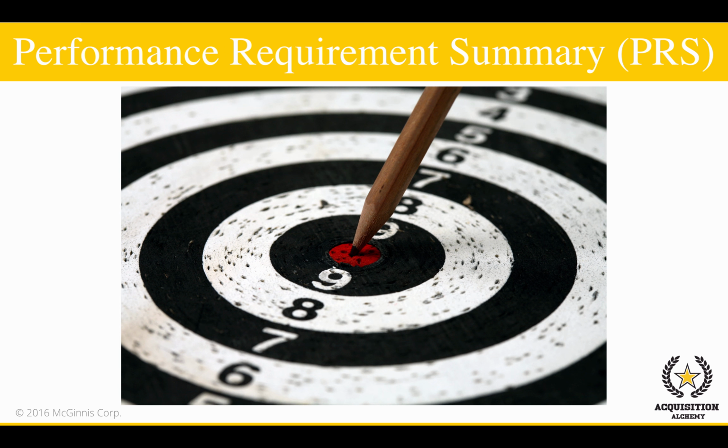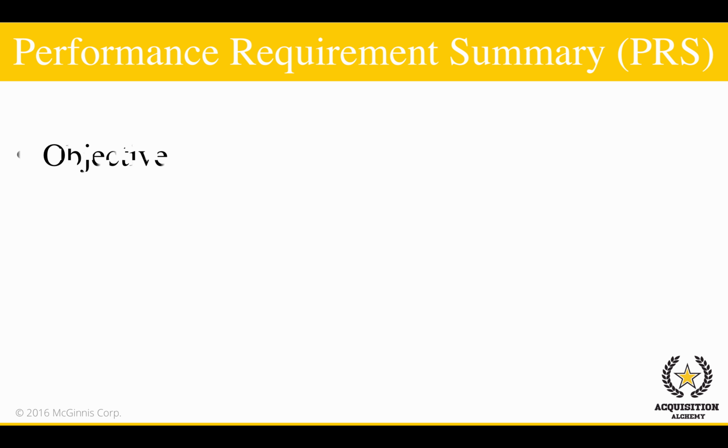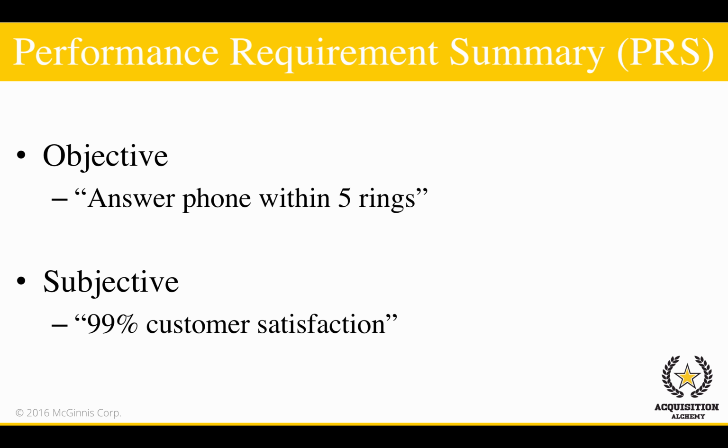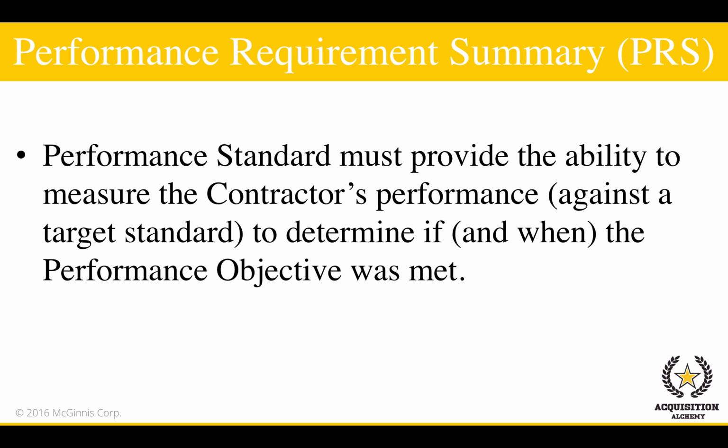The performance standard is the requirement's target level of performance. Performance below this level is considered unacceptable. These standards may be objective, such as answer phone within 5 rings, or this standard can be subjective, such as 99% customer satisfaction. Regardless of the method you choose to measure the contractor's rate of success, the performance standard must provide the ability to measure the contractor's performance against a target standard to determine if and when the performance objective was met.